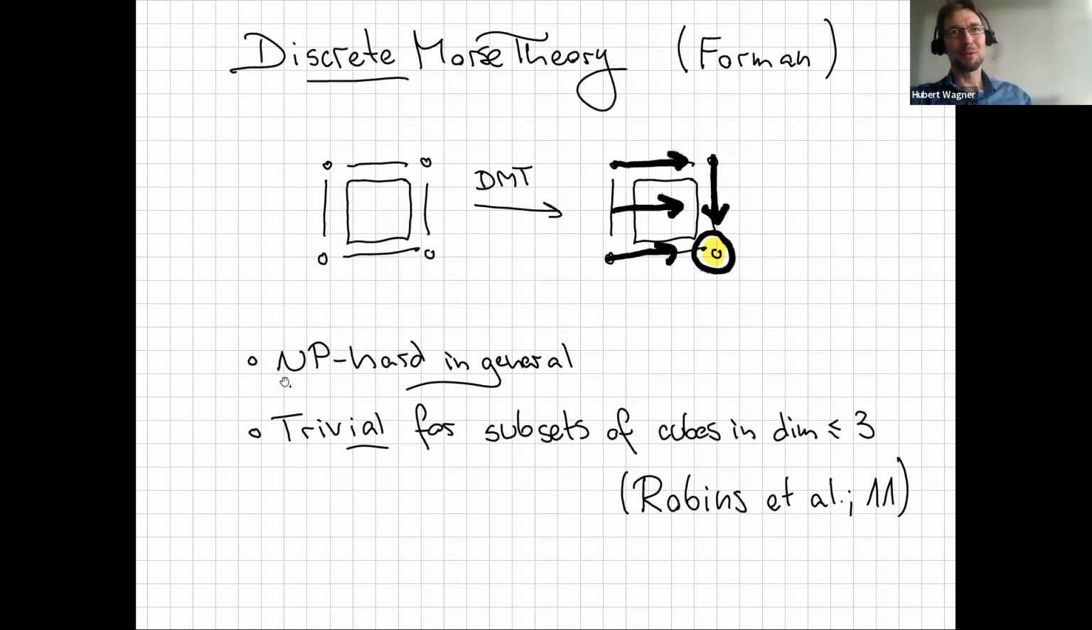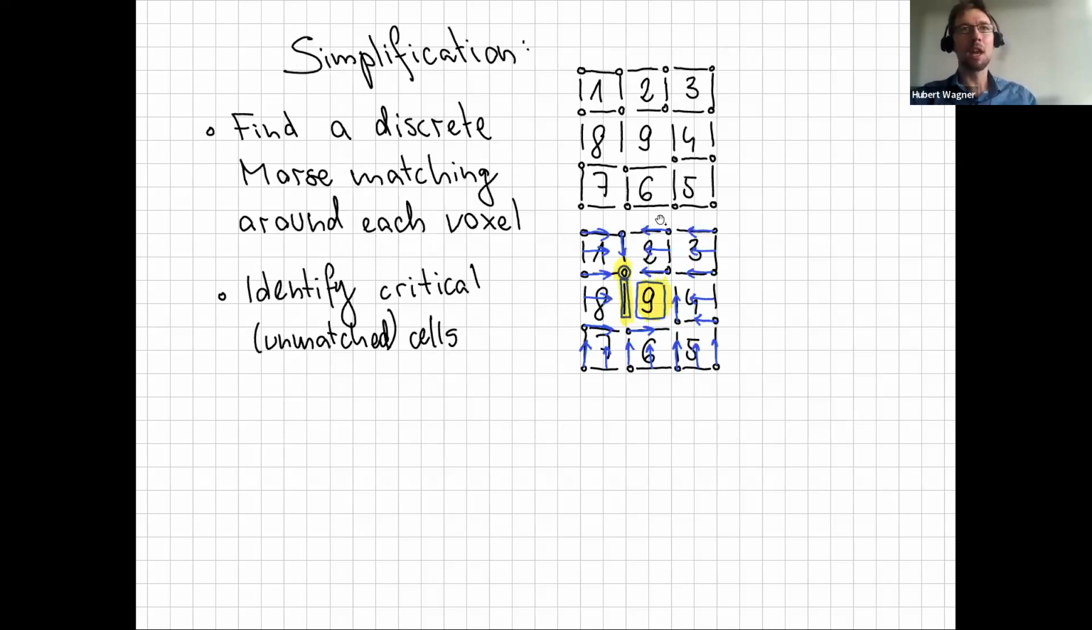One thing which is interesting is that doing this, drawing those arrows in an optimal way, like it was done here, is actually NP hard in general, in particular for higher dimensional cubical complexes. But one really interesting thing coming out of this paper by Vanessa and other people was that for subsets of cubes in dimension lower than 3, this computation is really trivial and can be done in linear time. So in this very special case, you can do this simplification very efficiently.